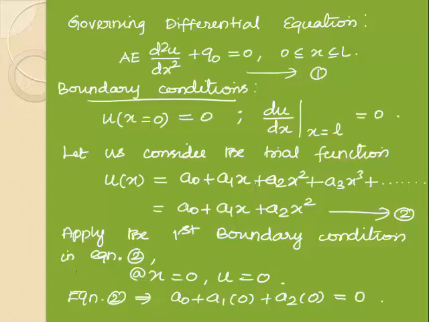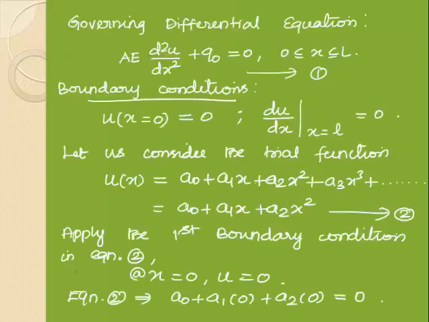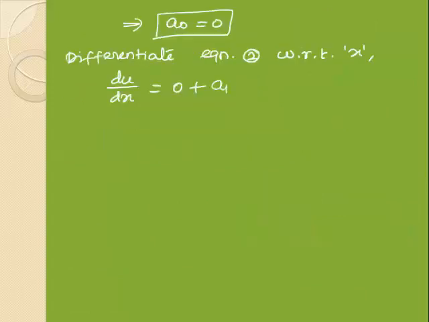So a0 is a constant value, so the differential form will be 0. However, the a0 value is 0. We have already found that in the previous step. Then the differentiation for the second term a1x: a1 is a constant value, and the differentiation for x is 1 with respect to x.